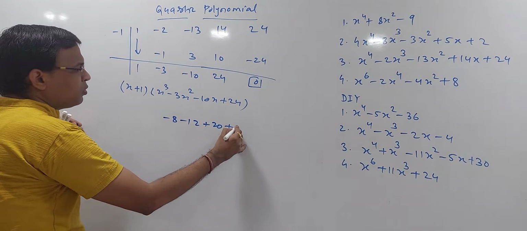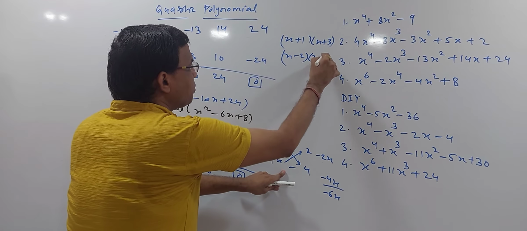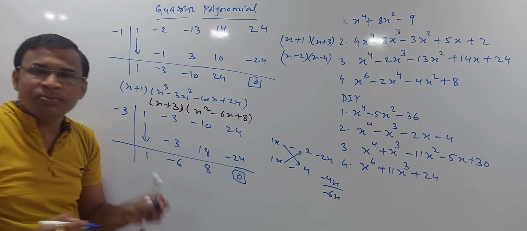So ultimately, finally, I am writing the whole answer over here. Factors: x plus 3 is the first, then x plus 1 is the first. x plus 3 is the second, and here I got x minus 2 and x minus 4. If you remember, we have confirmed in the beginning that there will be two positive roots. These are two positive roots and two negative roots.